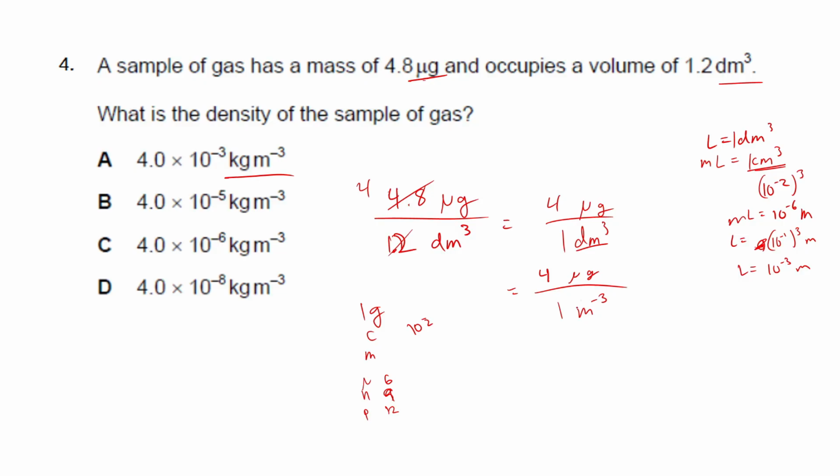So we have equals 4 times 10 to the negative 6 grams over 1 times meters to the negative 3, and get 4 times 10 to the negative 3 grams per meters cubed. That's your answer, right? It's A, right? No, it's not, because we still have one more step to do, and that is to convert grams to kilograms. Because you don't always convert to the base unit.